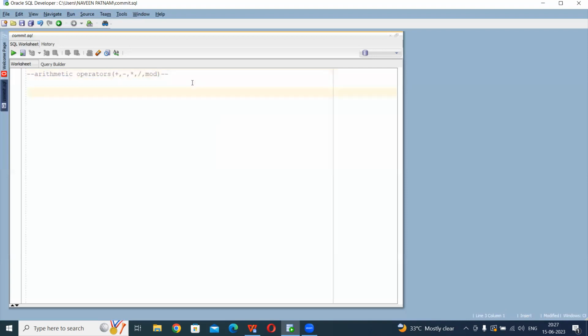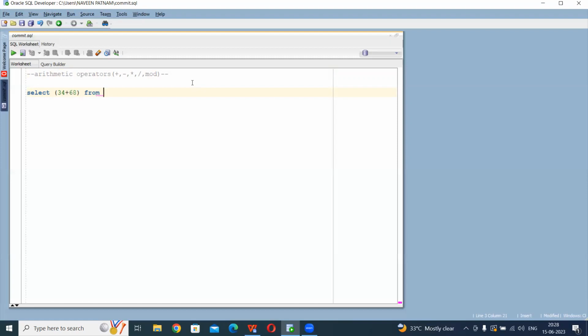How do we write our query? We'll be writing our query starting with the select keyword. After select, I want to perform addition between two numbers, 34 and 68. So I have written select 34 plus 68. After that, I have mentioned the from clause. After the from clause, we need to mention the table name from which we want to retrieve.